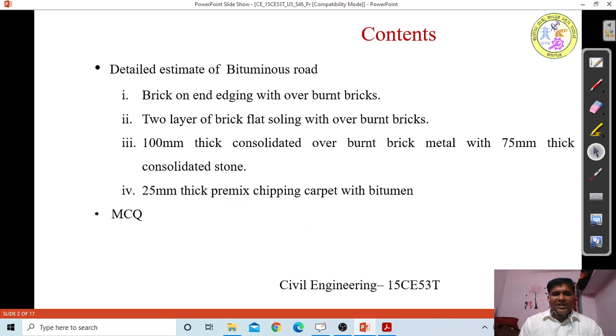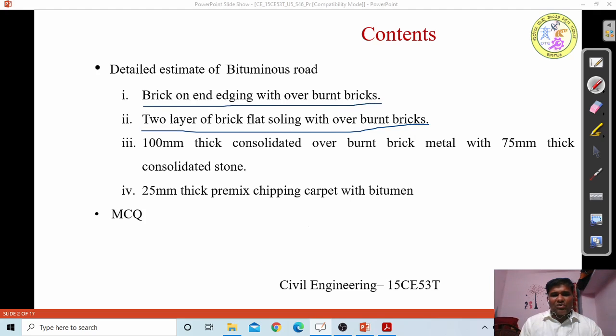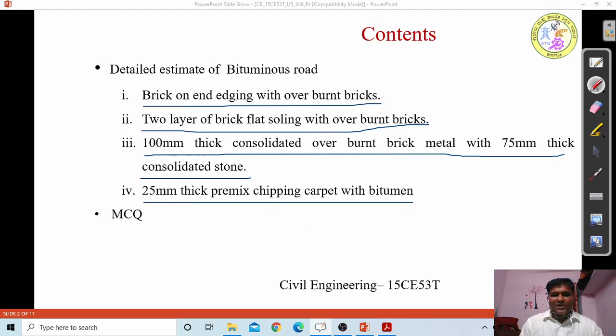Two layers of brick flat soling. This is the bottommost layer, so I'm going to take this as the first. That is, two layers of brick flat soling over burnt bricks, and brick on end edging with over burnt bricks on the two sides. 100 mm thick consolidated over burnt brick metal with 75 mm thick consolidated stone, and a top layer 25 mm thick premixed chipping carpet with bitumen.